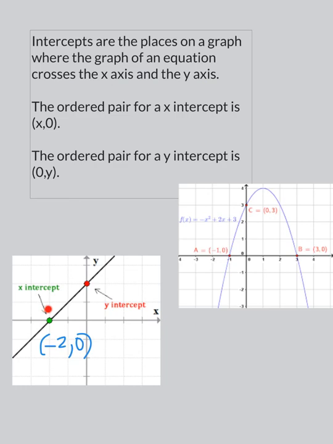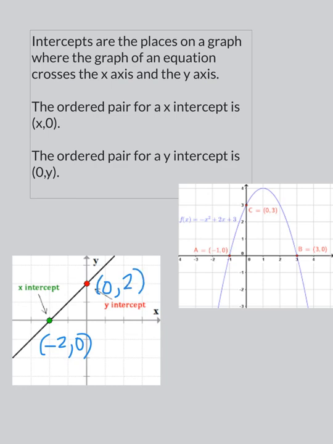As I keep going up the graph, it crosses the y-axis right here. So this is the y-intercept. And the ordered pair for that intercept is (0, 2).